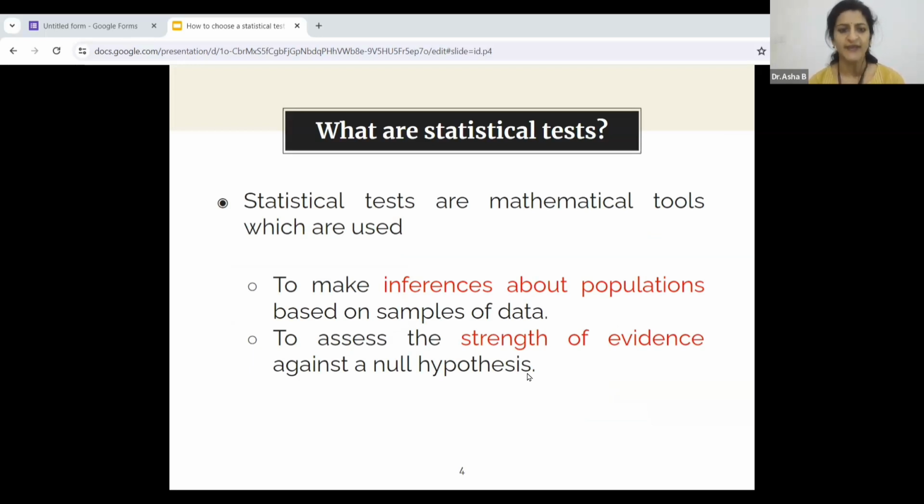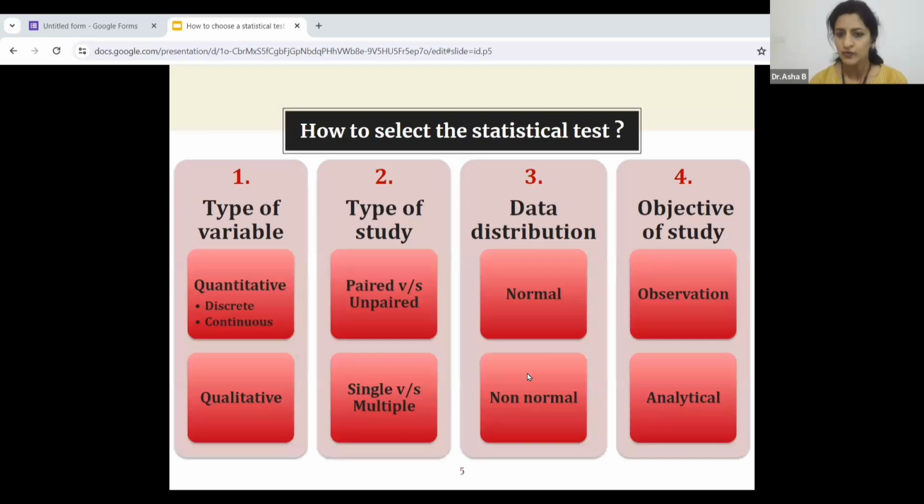One is to make inferences about the population from the sample which we have collected, and the second one is to test the null hypothesis. So these are the main two reasons why statistical tests are used. Directly moving to how to select the statistical test.